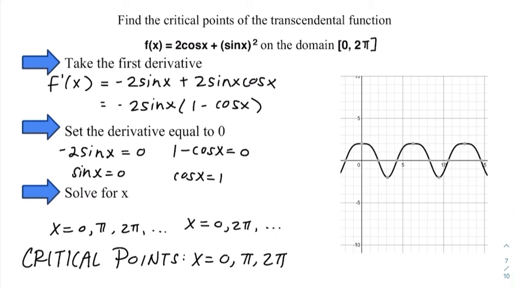And if we look at the graph for this function, we can see that at 0, pi, and 2 pi, the slopes of the tangent lines at these points are all 0, which confirms that they are critical points.